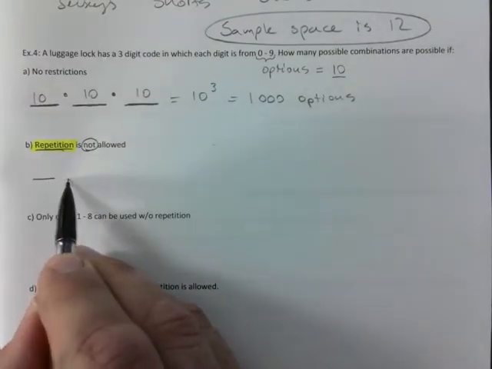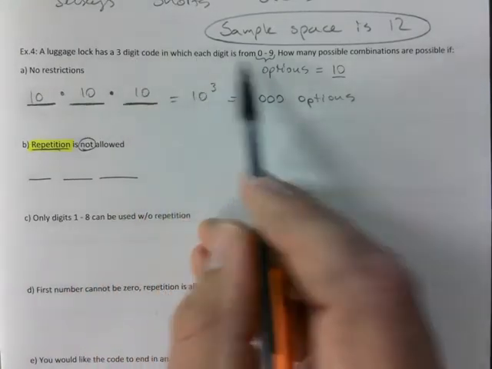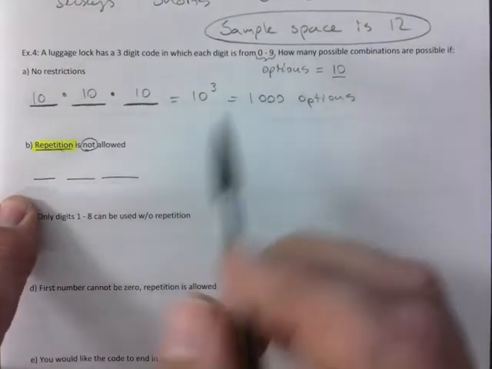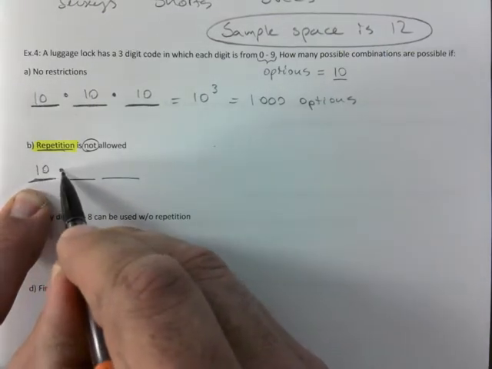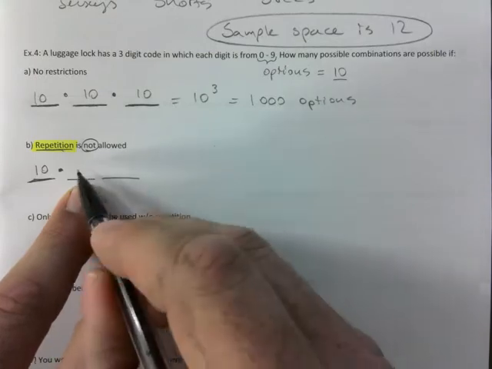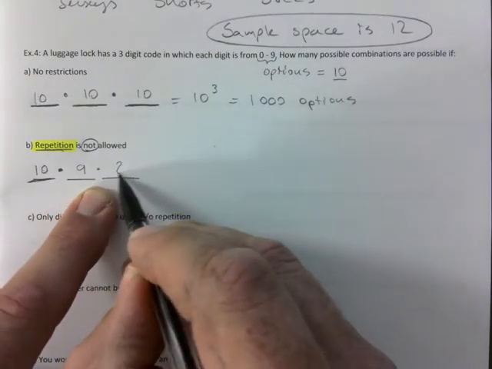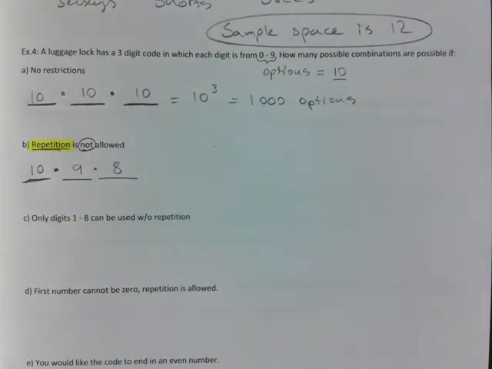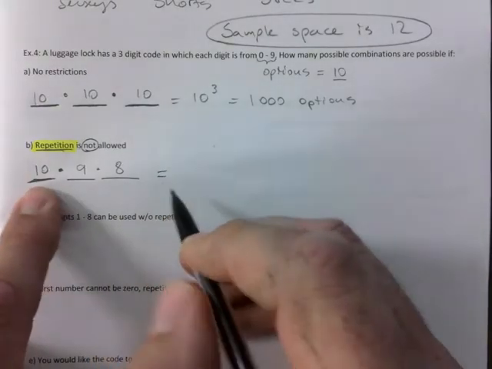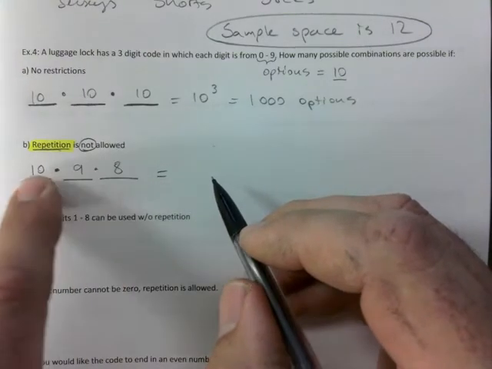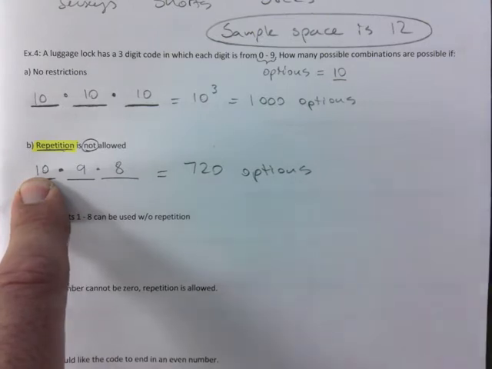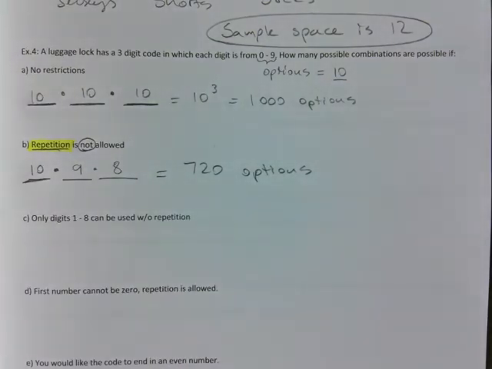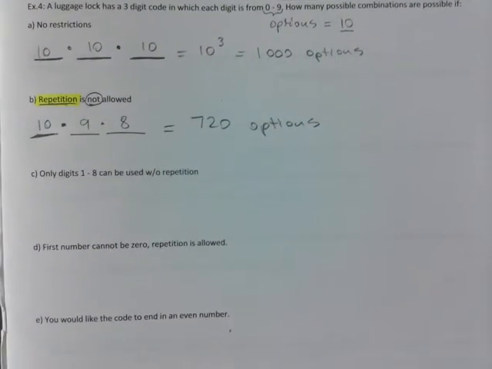So we go back to the beginning. You look at that question. We have 3 digits. So for the first number, you have 10 options. How many are left now for the second? 9, and then 8. You got it. You can't repeat, so your options are decreasing. So 9 times 8 is 72, times 10, 720 options.